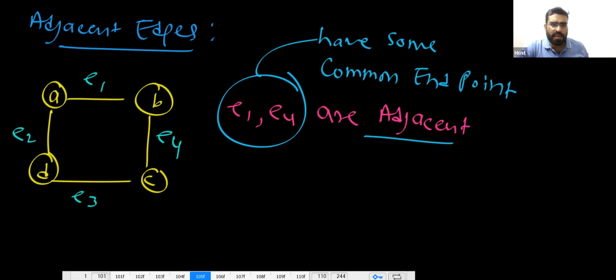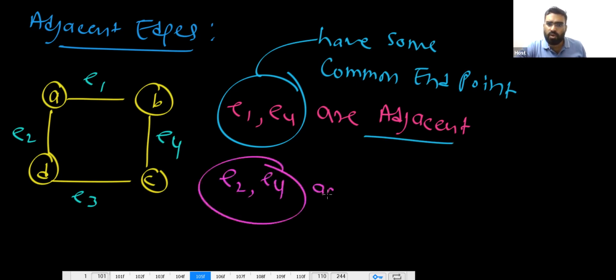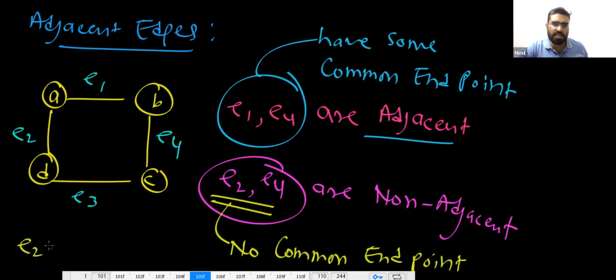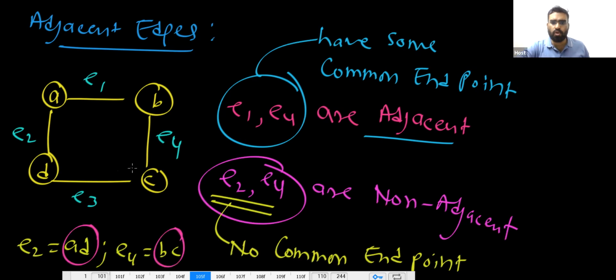But if you notice E2, E4, these are not adjacent. Why are these non-adjacent? Because they don't have any common endpoint. E2 is basically AD and E4 is basically BC. So you can notice there is no common endpoint.